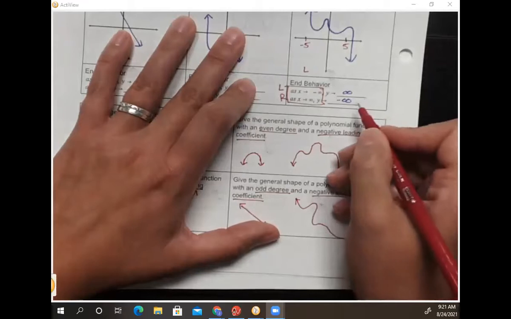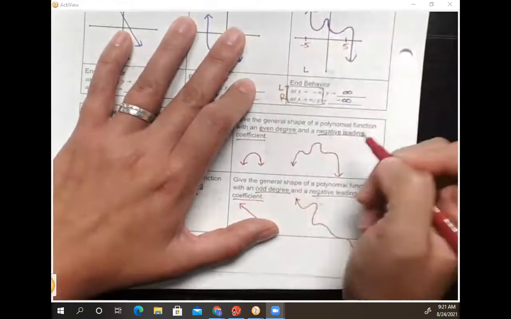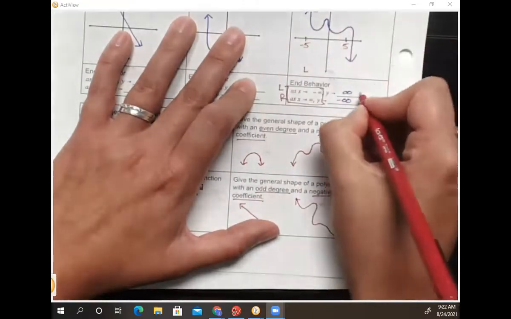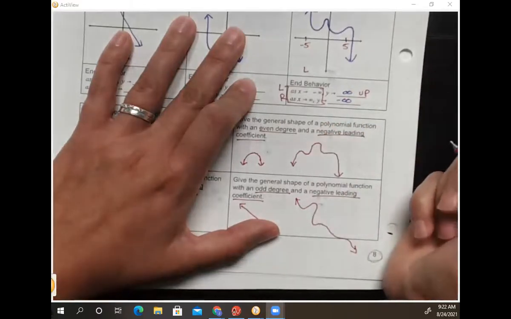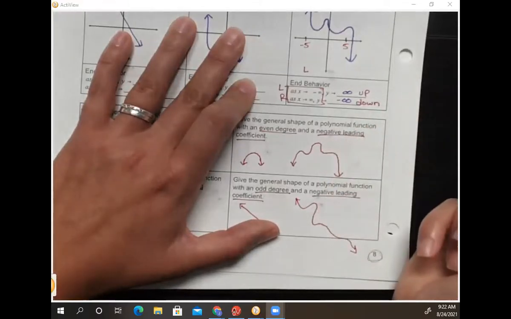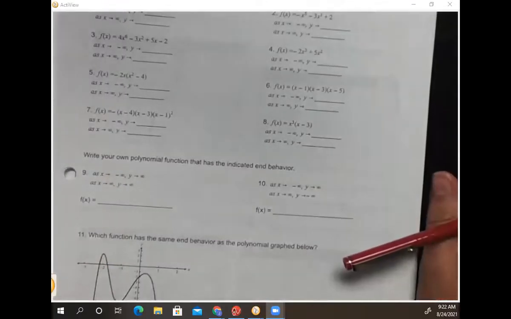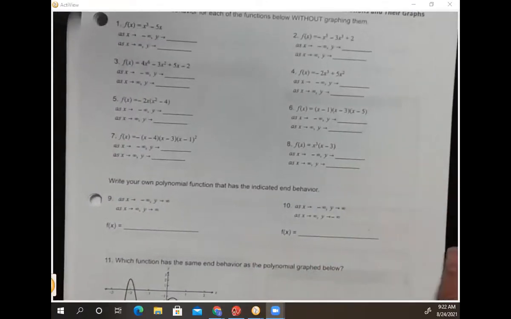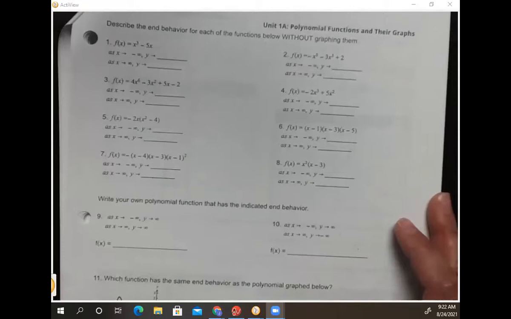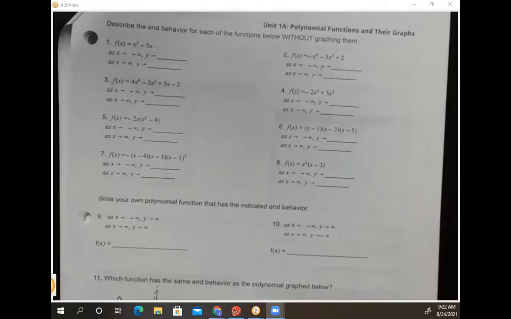So the only question I'm really asking you here is, does the arrow at the end point up or does the arrow at the end point down? If it points up, you're going to write positive infinity. If it points down, you're going to write negative infinity. That's what you're telling me with end behavior. Which way does the arrow point? So let's take a look at some practice problems on page 9. That's what we're going to fill in here. We're going to use degree and lead coefficient to say which way the arrow points on page 9.